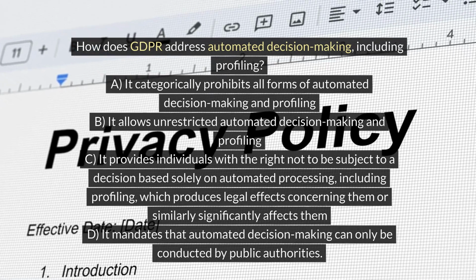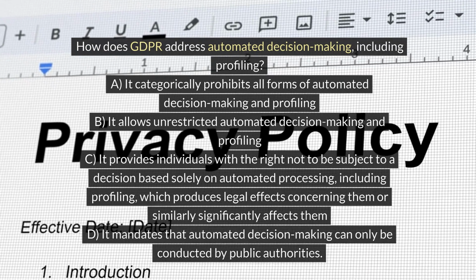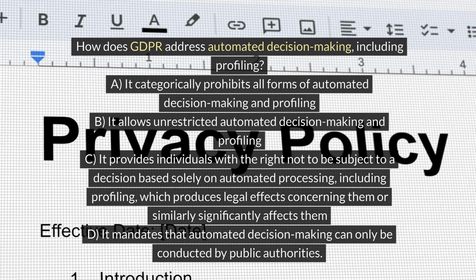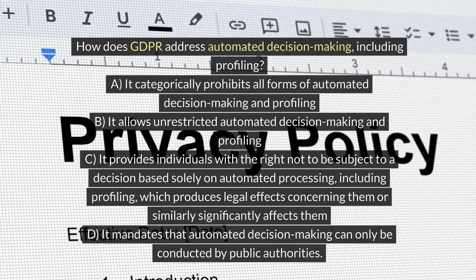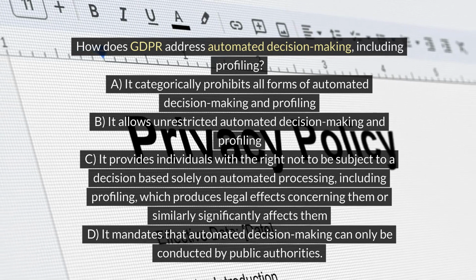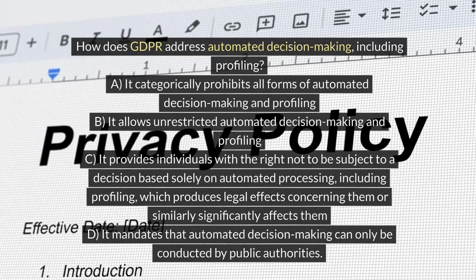C. It provides individuals with the right not to be subject to a decision based solely on automated processing, including profiling, which produces legal effects concerning them or similarly significantly affects them. D. It mandates that automated decision-making can only be conducted by public authorities.